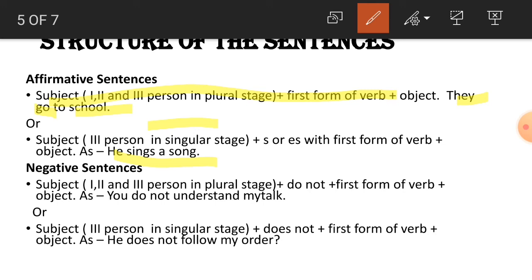First, you do not understand my talk. Here you can see the subject is you, that's why do is used in this sentence. Second, if the subject is third person singular, we use does not here, like he does not follow my order.